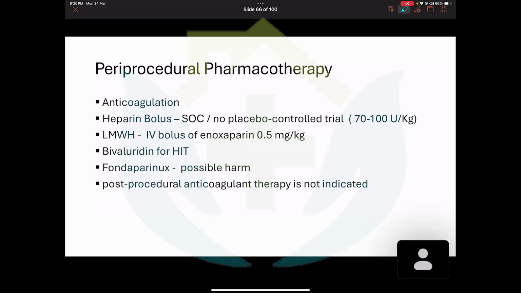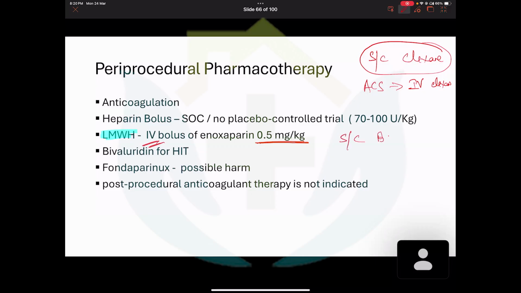Yeah. So if you're using a low molecular weight heparin, Clexane, usually you're using a subcut dose, right? Anybody who has worked in the ICU will know. It is a subcut Clexane, low molecular weight heparin. But in an ACS, the loading is an IV Clexane. Very important to remember. It is an IV bolus of Clexane at 0.5 milligram per kg. After that, you can go for a subcut BD dose.